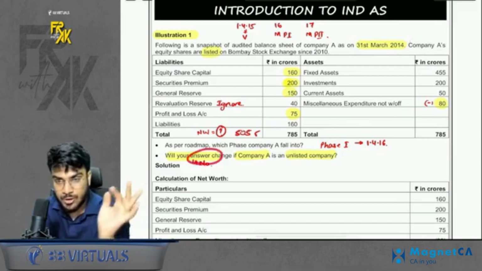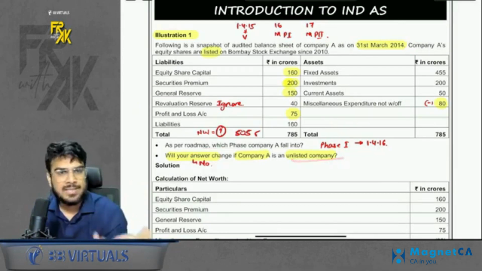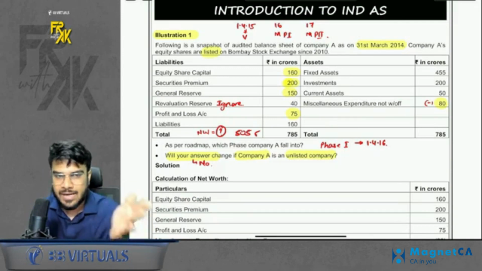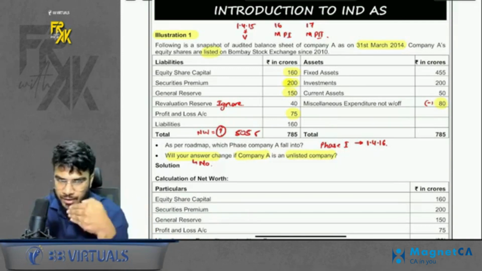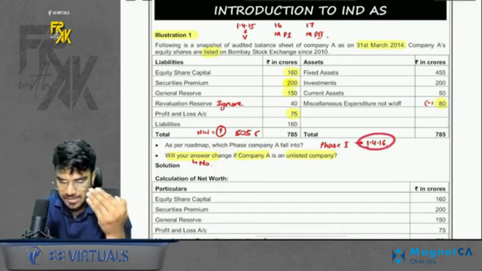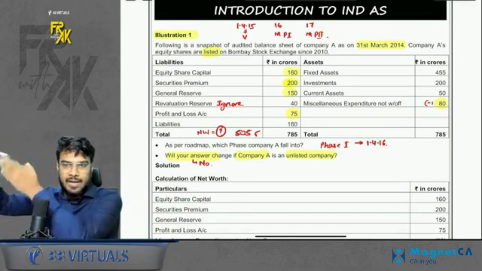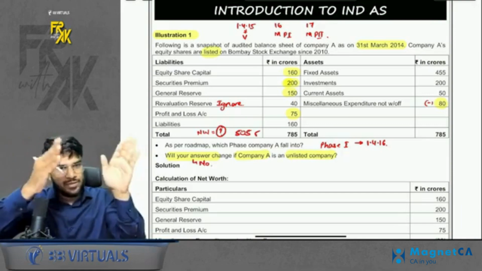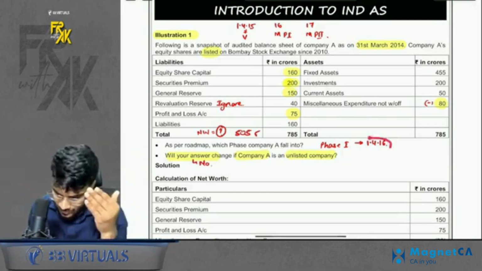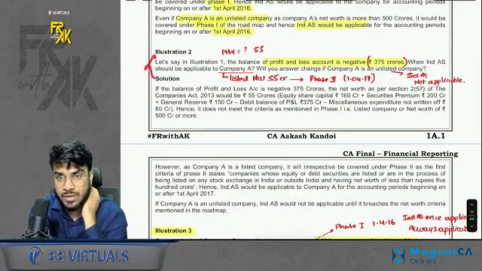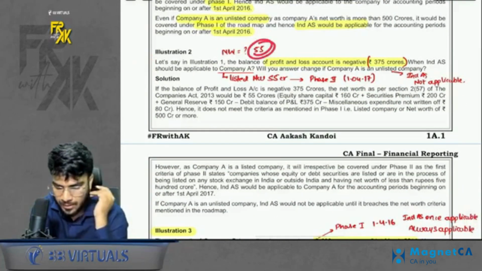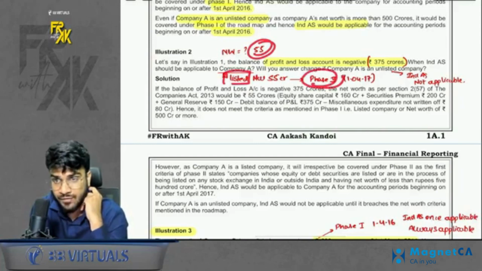The second point of this question was, what if they are unlisted? Doesn't matter. Under phase 1, listed or unlisted, irrespective of that fact, if your net worth is more than 500, you will fall under phase 1. Start applying from 1st April 16. Just remember the sequence 15, 16, 17, 18, 19, right? So 15 was for voluntary, 16, 17 is mandatory. So phase 1 mandatory, 16. Okay. Next question again was for net worth. Net worth becomes 55. But since it is a listed company, it will fall under phase 2.